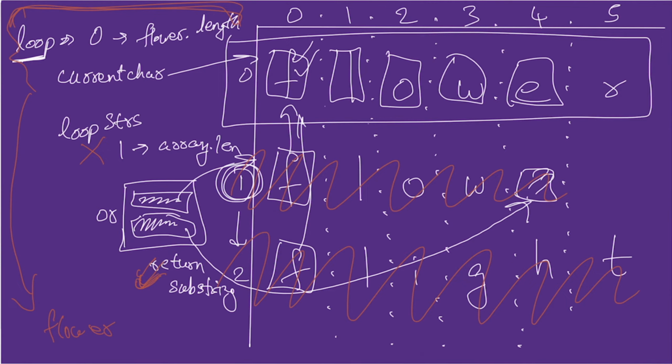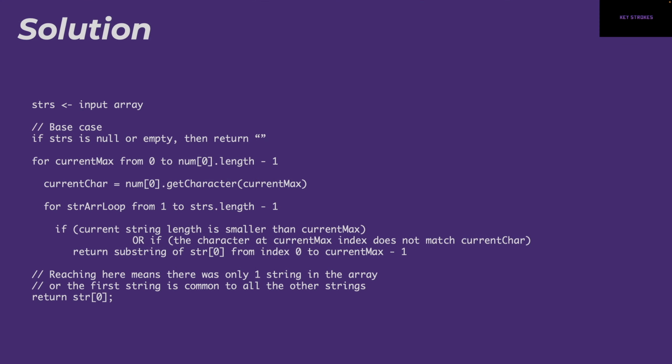Let's code this out, and I hope that will make much more sense then. So this is the pseudocode for the solution that we'll code out, and this is based on the brainstorming that we just did. So let's just go through it. We get an input array, which is a list of strings. Then we have a base case. If the input is null or empty, then we return an empty string as the response.